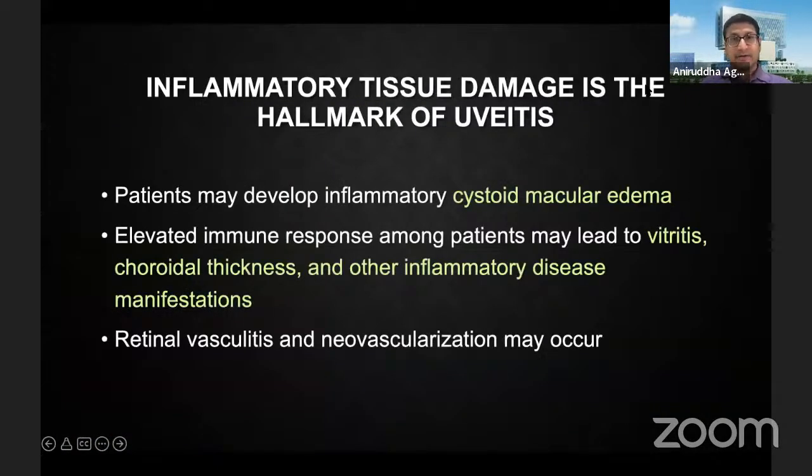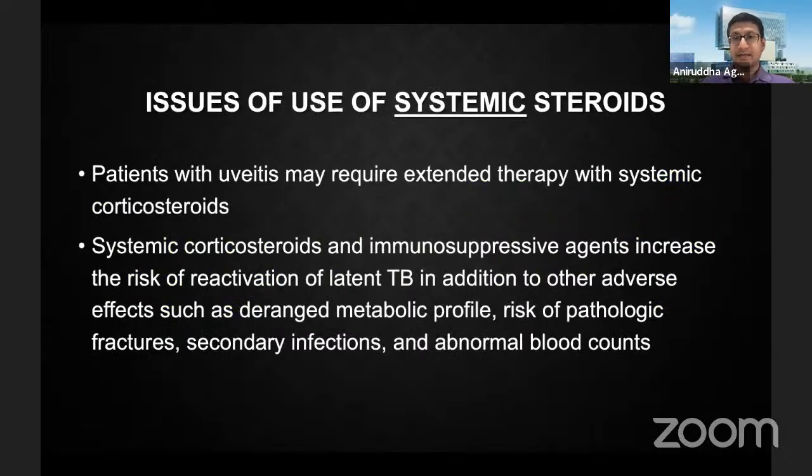So we all know that inflammatory tissue damage is the hallmark of uveitis, and often patients lose vision because of cystoid macular edema. And also you have other manifestations such as increase in choroidal thickness, retinal vasculitis, and often retinal neovascularization. Now, there are a number of issues with systemic steroids, and so these patients may require extended therapy with systemic steroids. And systemic steroids and immunosuppressive agents can also cause reactivation of latent TB, which is a serious problem in endemic countries for TB, in addition to other side effects such as deranged metabolic profile, secondary infections, and abnormal blood counts.